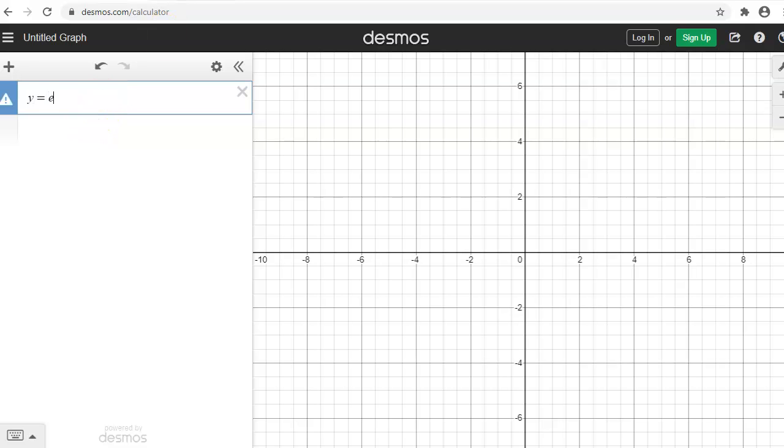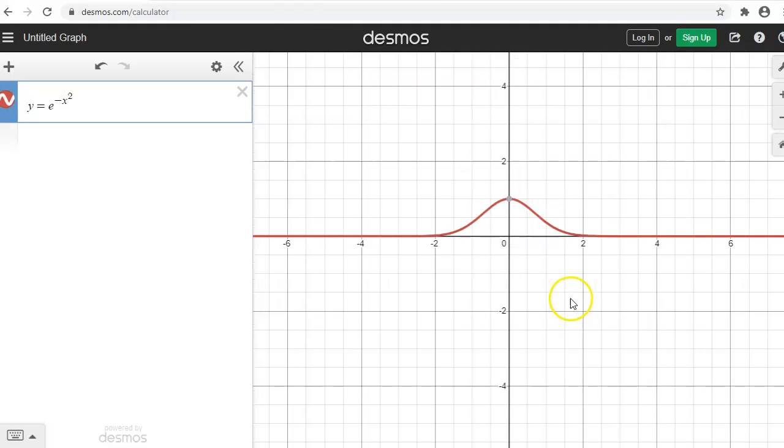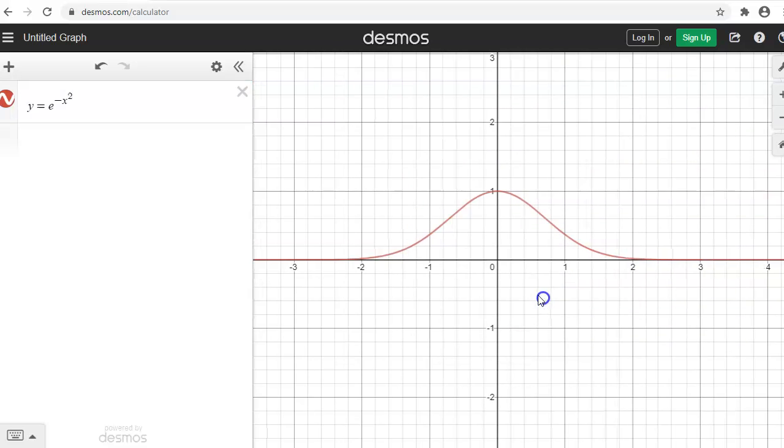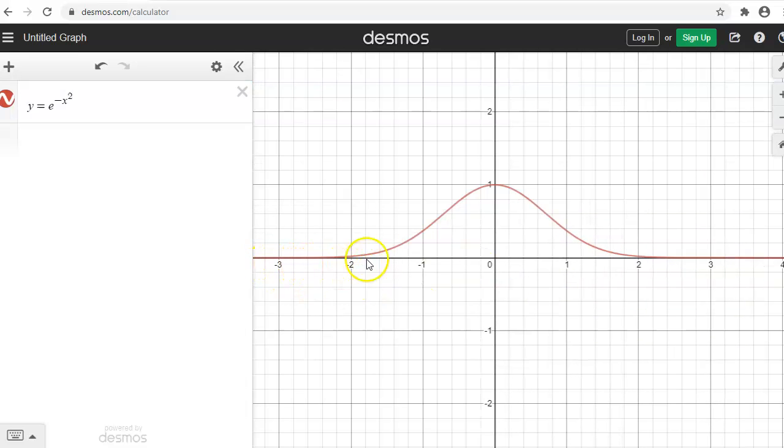Let's type in y equals e to the negative x squared. And notice what the graph looks like. It's like a bell curve. And the question really is, what's the integral of this function from minus infinity to infinity? What's the area underneath this curve? How many square units do we have?